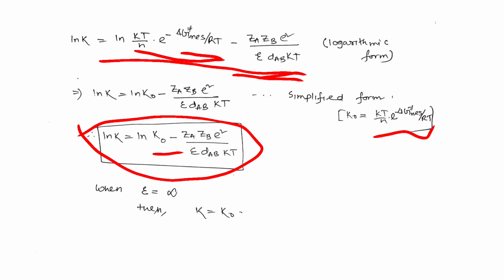So what is that k naught? If epsilon, the dielectric constant, is infinite, then k equals k naught. That means at infinite dilution the rate constant of the reaction is nothing but k naught.